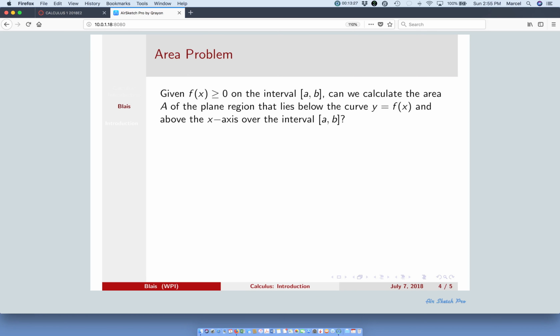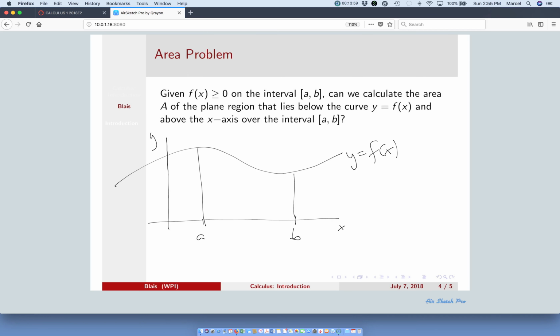Calculus 2 asks a different question, and so if we have, say, the interval [a, b], and we have a non-negative function on the interval [a, b], we want to know what is the area of the region that lies below the curve y equals f of x and above the x-axis on this interval. So we're interested in this area here.